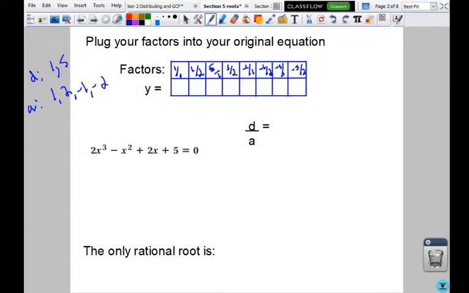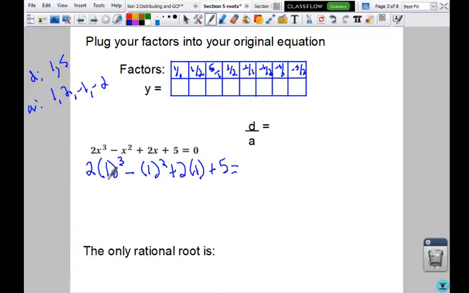What we're going to do is take each one of these and plug them in for x and see what we get. I'm going to start with 1 over 1, which is really just 1. I'm going to plug in 1 for x and see what I get. So 2 times 1 to the third minus 1 squared plus 2 times 1 plus 5, and we're going to see what I get. If I get 0, I've gotten my answer, because that means my graph crosses at whatever this number is. That's where it crosses the x-axis.